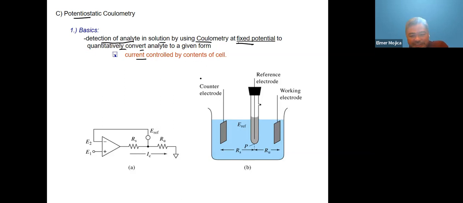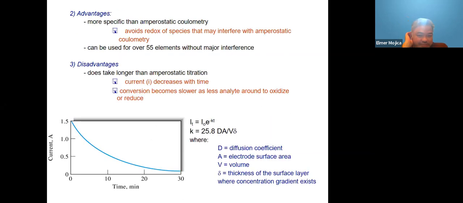So you might see this setup: counter electrode, which is your indicator electrode, the reference electrode, and the working electrode. Okay, so there's an advantage of this compared to, let's say, the amperostatic one. It's more specific. Okay, because it avoids the redox of species that may interfere with amperostatic colorimetry. And they have been used for over 55 elements without major references.